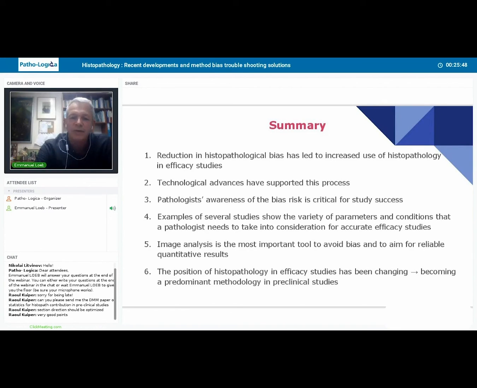Pathologists' awareness of the bias risk is critical for the study success. Examples of several studies show the variety of parameters that the pathologist needs to take into consideration for efficacy studies. The image analysis is the most important tool to avoid bias and to aim for a reliable quantitative result. The position of the histopathology in efficacy studies has been changing, becoming a predominant methodology in preclinical.